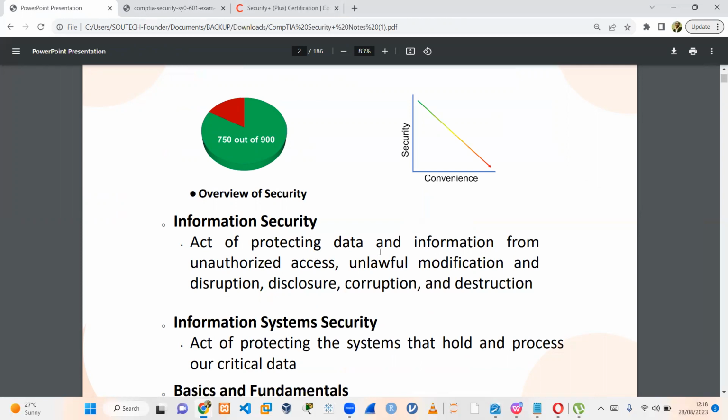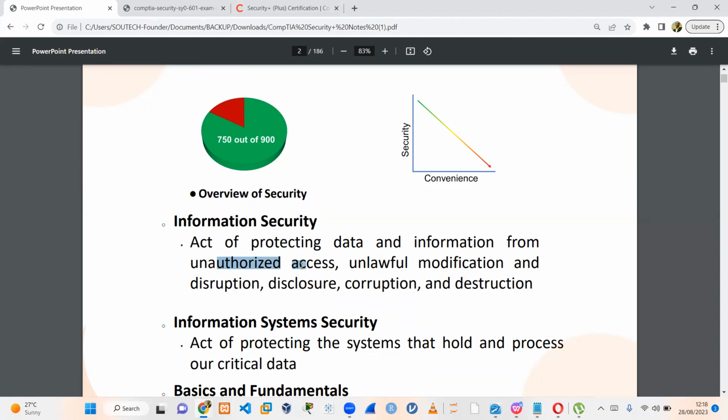Information security is the act of protecting data and information from unauthorized access, unlawful modification, disruption, disclosure, corruption, and destruction. There are some keywords that sum up to what we call the CIA: confidentiality, integrity, and availability. Now, I will say unauthorized access. This is synonymous with the definition of what hacking is. Hacking is where you have unauthorized access to information. That information can be on the cloud, on the desktop, on mobile, on a website, or on any IT infrastructure.